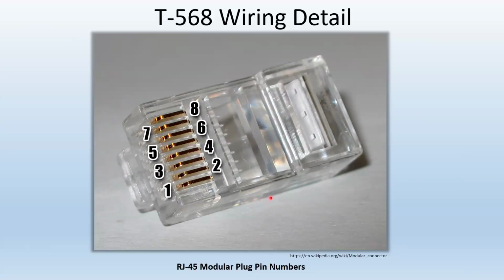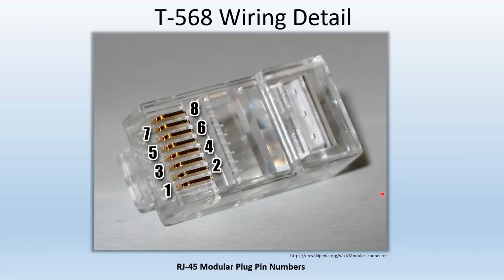However, this is not how we count the pairs. Remember, pair 1 is always in the middle. So it will be pin 4 and pin 5. And this is where, if a telephone signal was run through it instead of Ethernet, the telephone cable would look for the signal for line 1. And usually it would be just line 1, only one line.